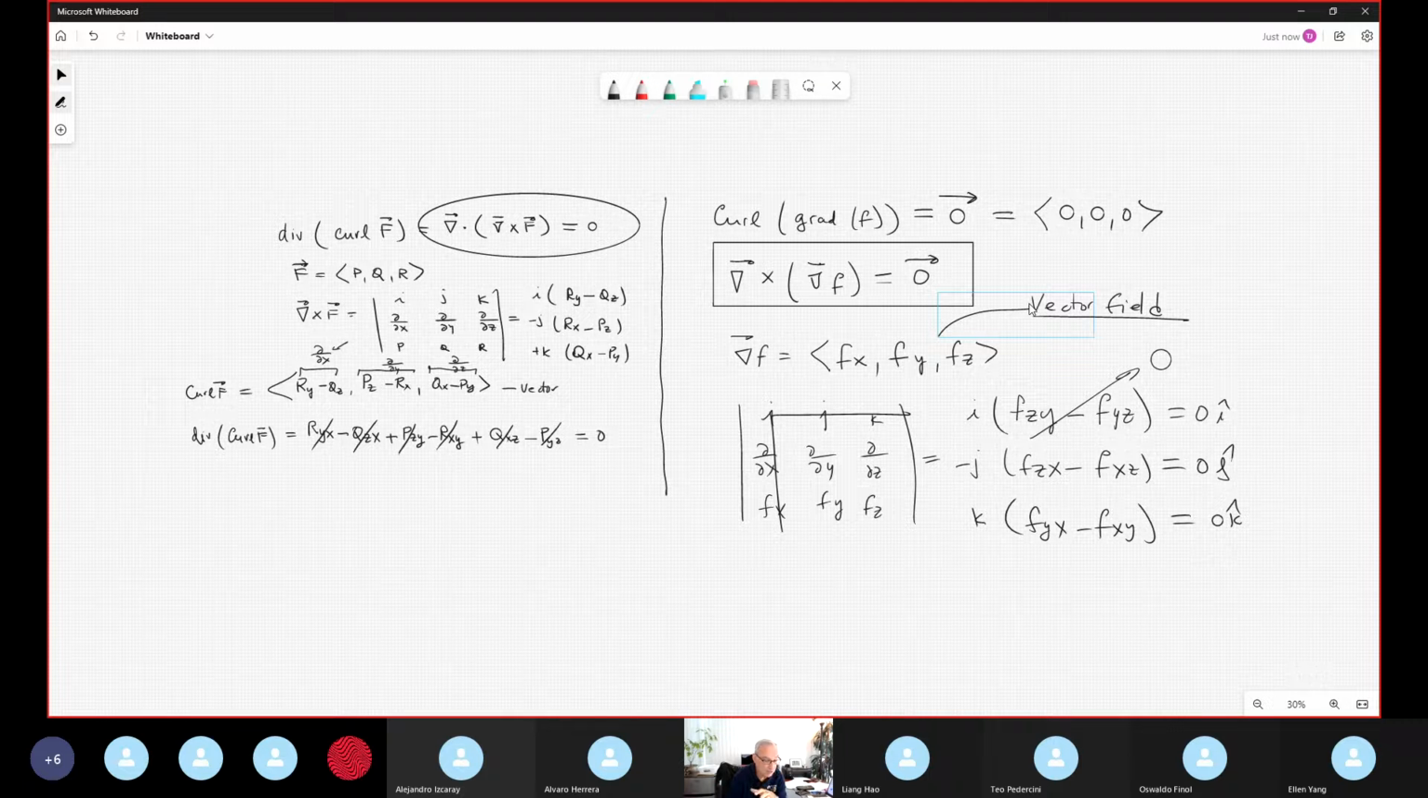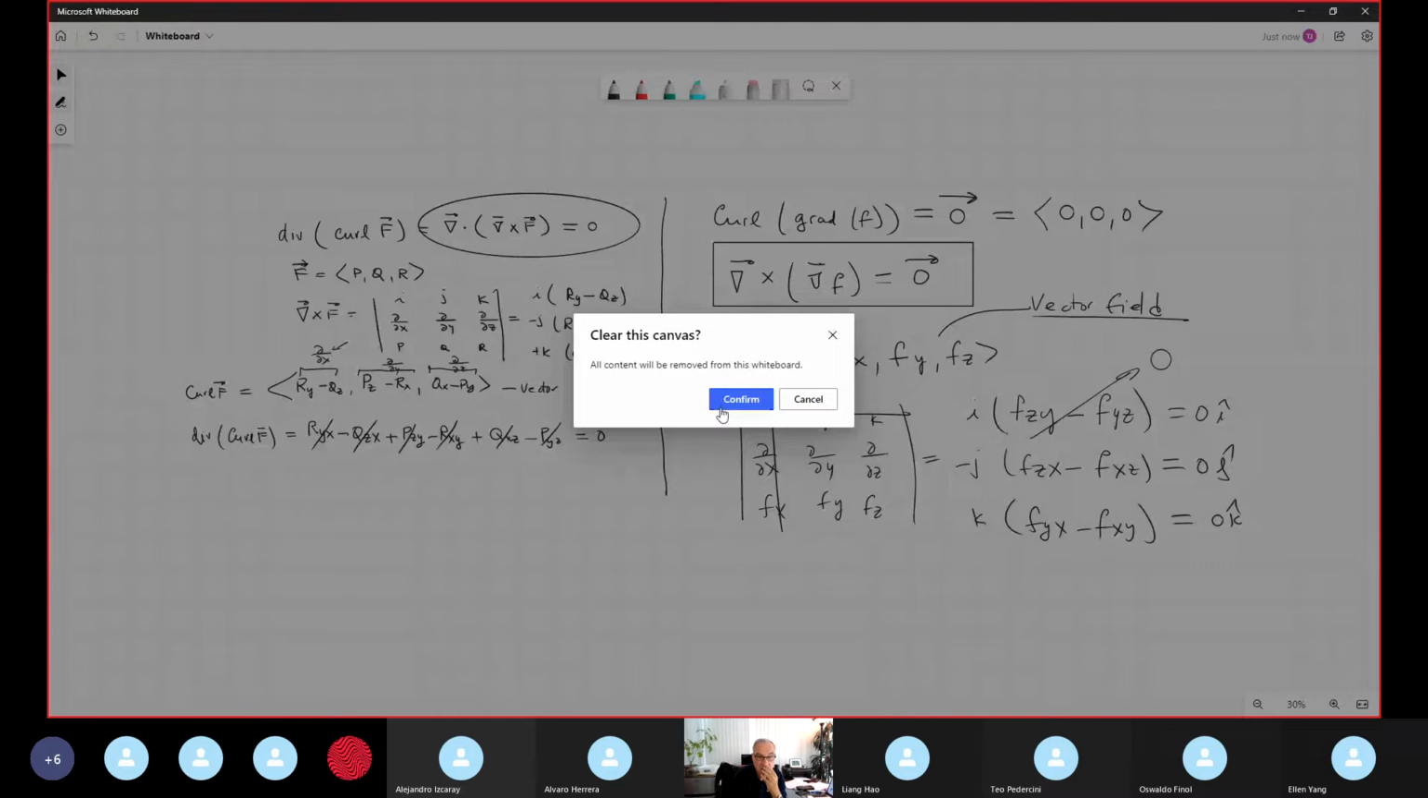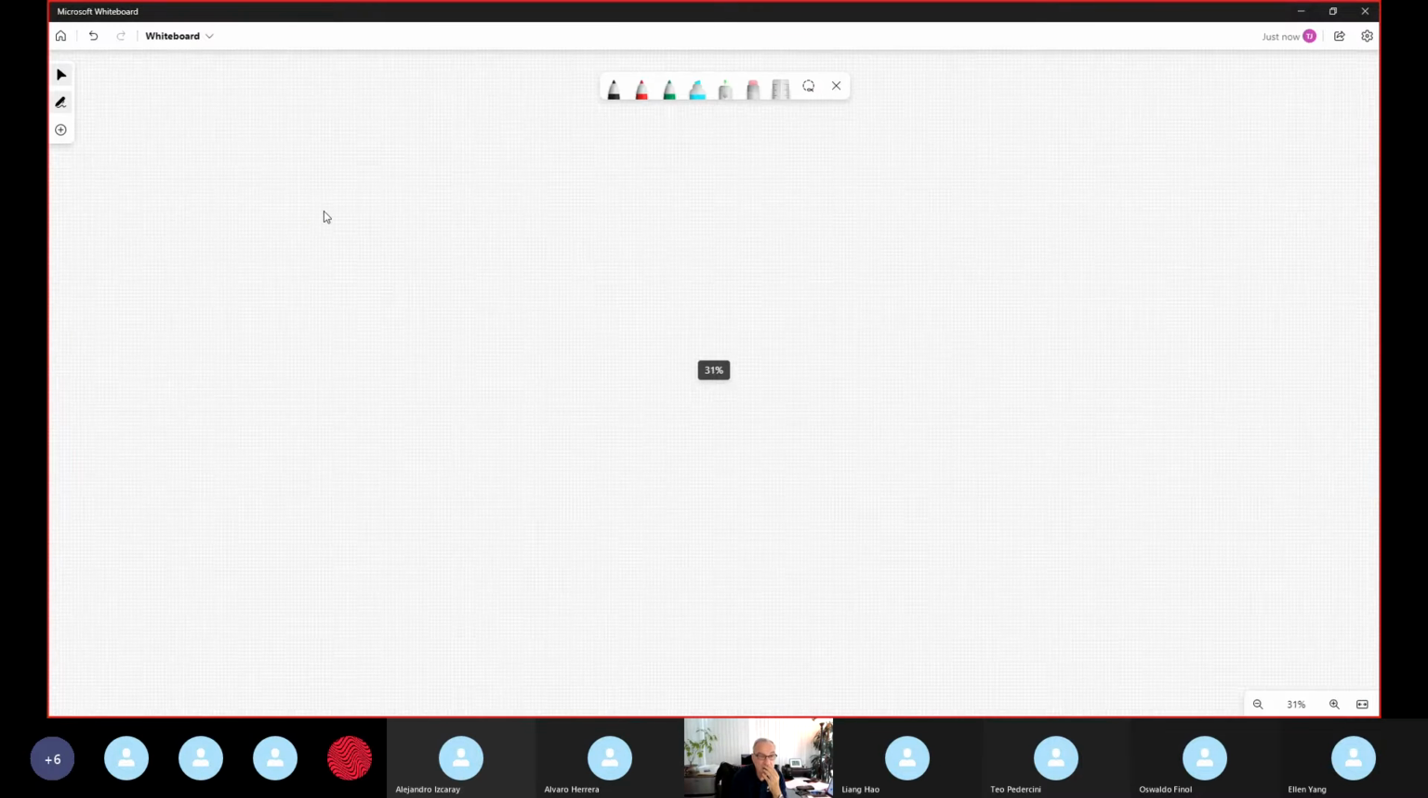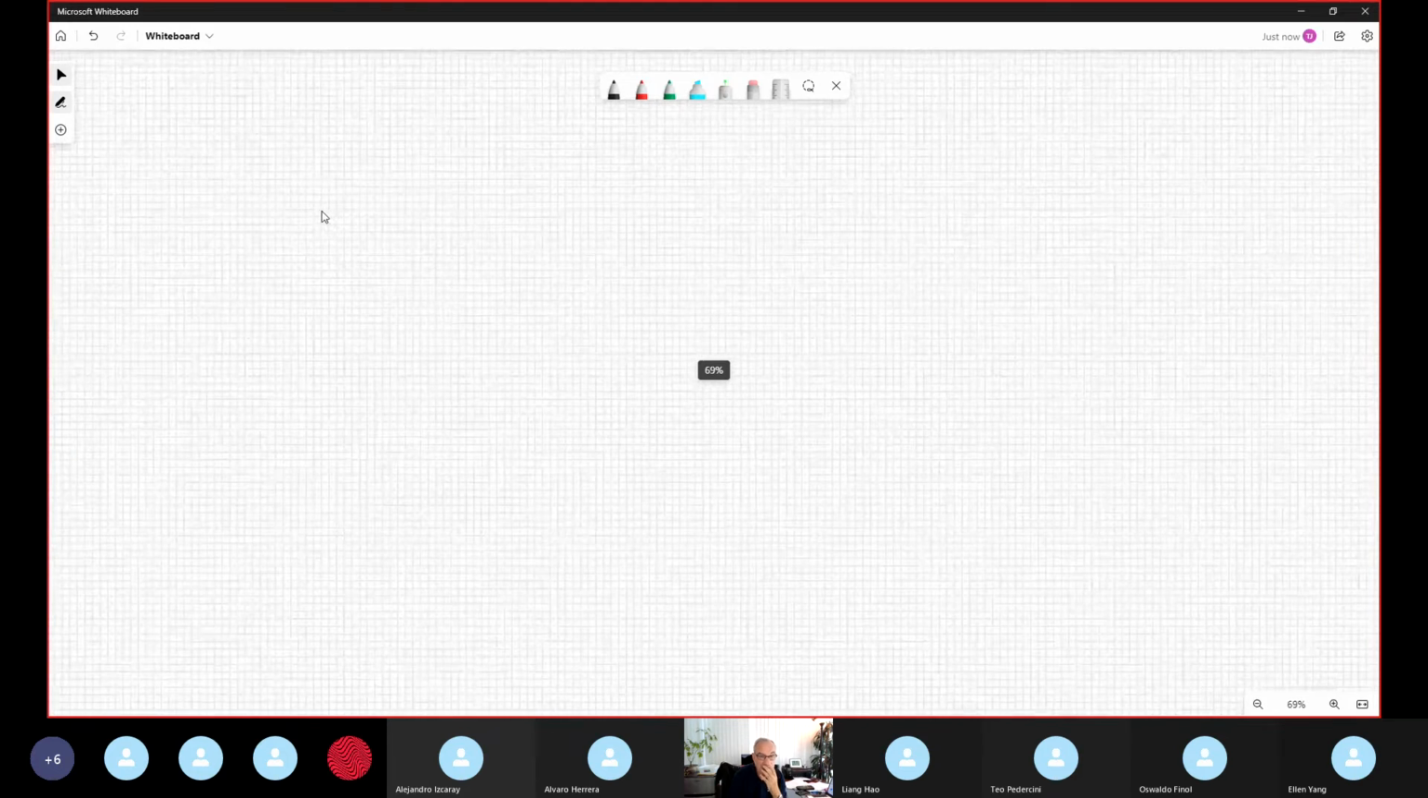Okay, let's do an analysis: total analysis, divergence, curl, and potential function. In the next class, we will see the application of the potential function. This is the last example.